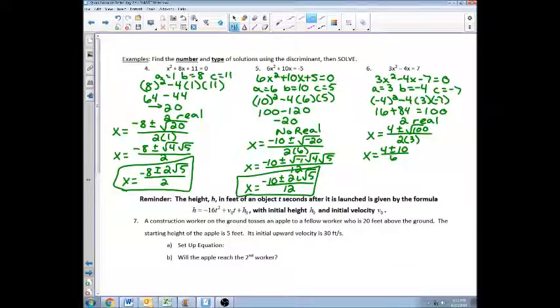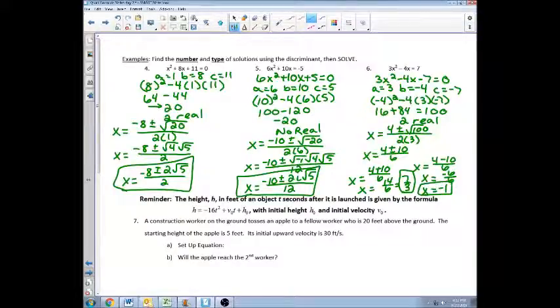Now I need to go ahead and split this, because then I can combine like terms. So x would equal 4 plus 10 over 6, and x would equal 4 minus 10 over 6. So x equals 14 over 6, which would simplify to 7 over 3. And 4 minus 10 over 6 would be negative 6 over 6. So x would equal negative 1.